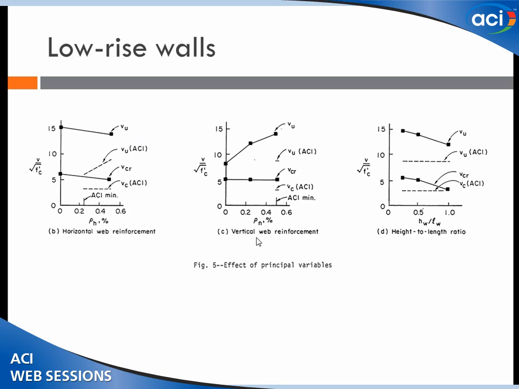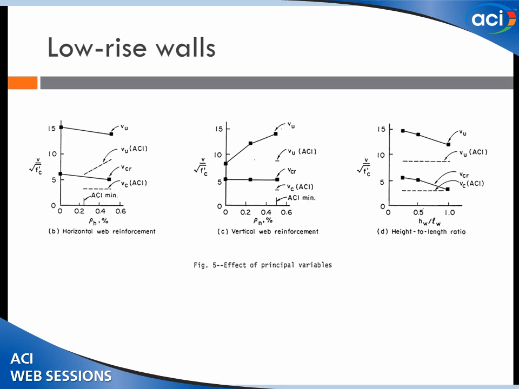The vertical web reinforcement was where the key to the strength was, which was clear in the data, for example, shown in the middle figure, whereas the vertical reinforcement increases, the strength of the wall goes up almost linearly. And then the aspect ratio of the wall also has an effect on the strength. The lower the aspect ratio, the higher the native strength of the material.